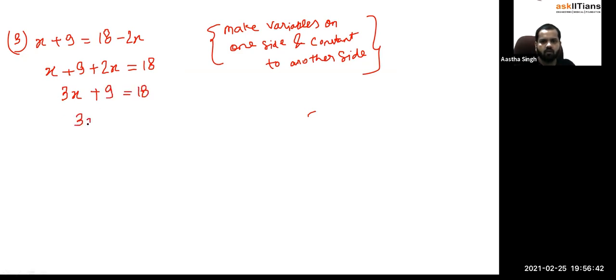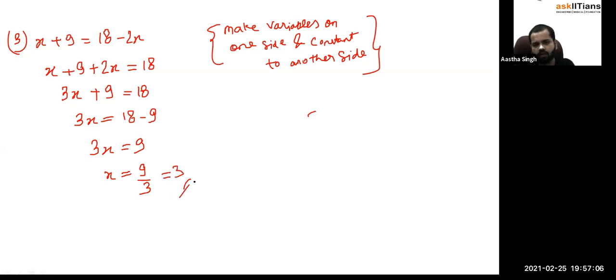So now the plus 9 will go to another side and it will become 18 minus 9. So 3x will be equal to 18 minus 9, which is nothing but 9. So x will be equal to 9 divided by 3, which is equal to 3. Right or not? I think you all have got the point.